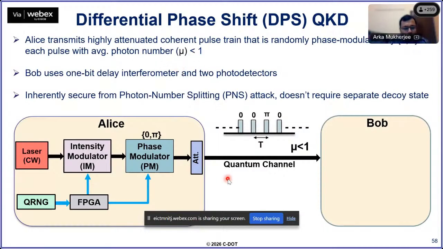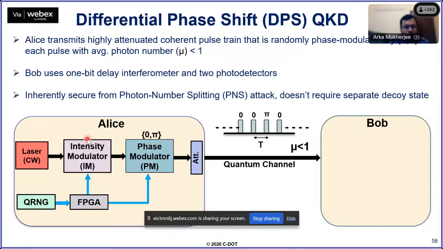For coherent one way, the mean photon number is typically 0.5, and for the differential phase shift protocol, the mean photon number is typically 0.2. So that's how the protocol is designed. These two protocols are inherently secure from the photon number splitting attack. In this DPS protocol, we do not require any decoy state. It is inherently secure. How it is secure, you will come to know in the subsequent time.